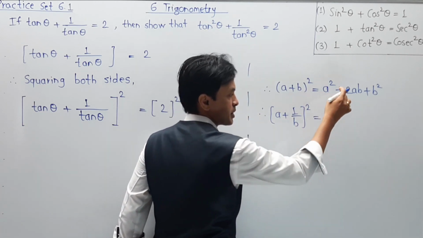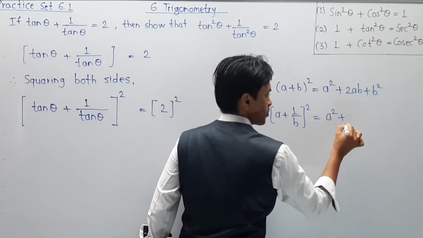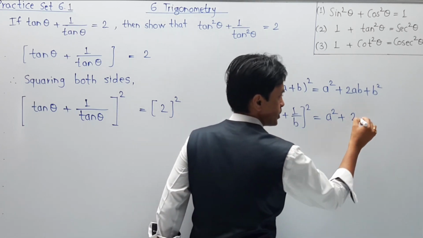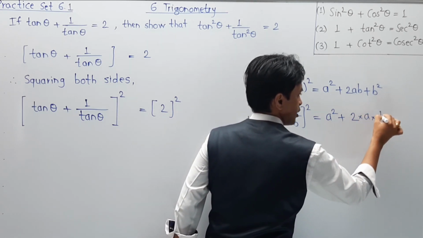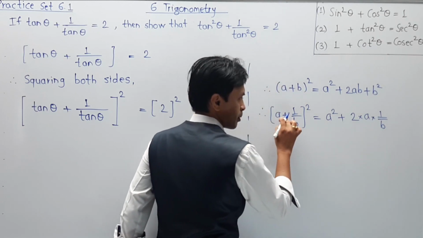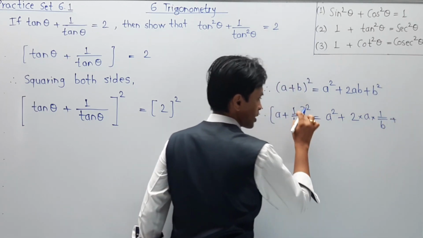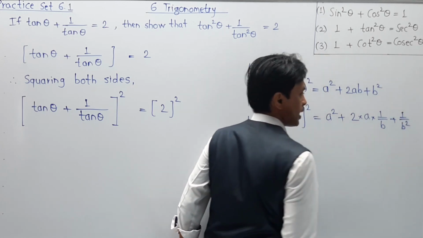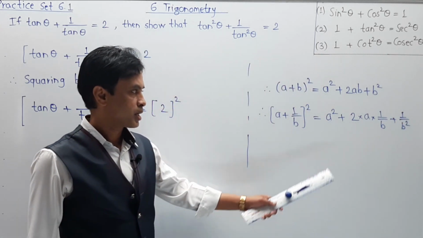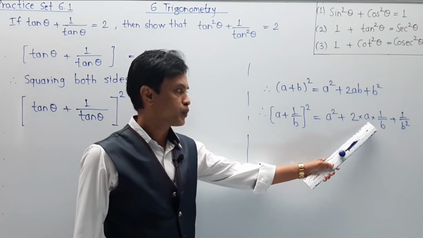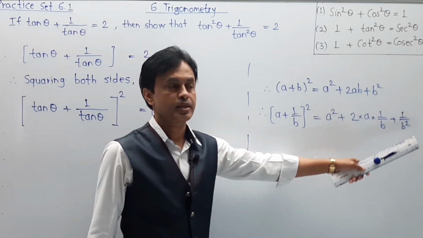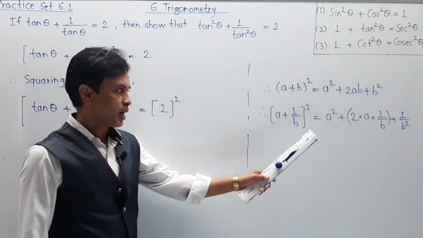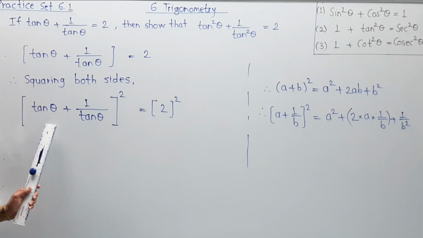In that case the method remains the same: a square plus 2a into 1 upon b, plus b square, where 1 upon b is a term, so 1 upon b square. In this way the logic is first term square plus 2 into first term into second term plus second term square. And if you have confusion, you can make a bracket over here. I am going to use the same application over here.